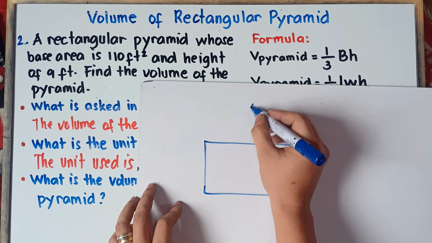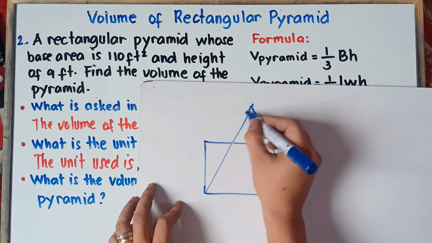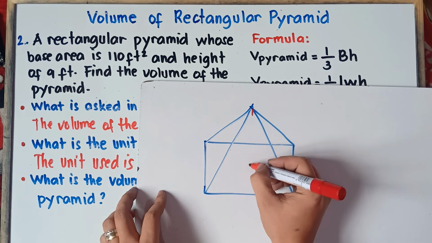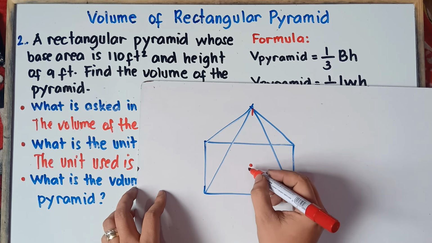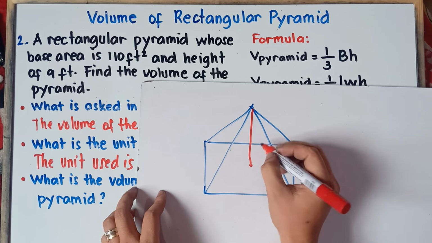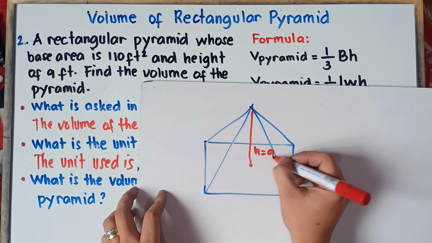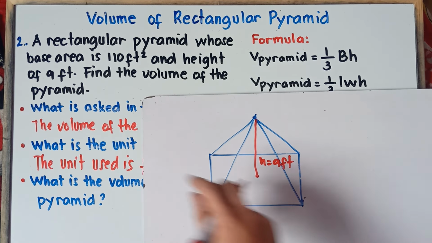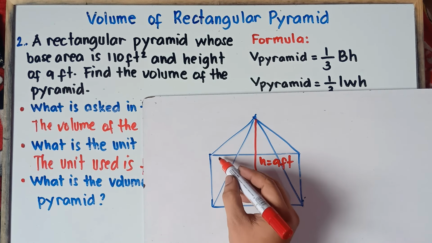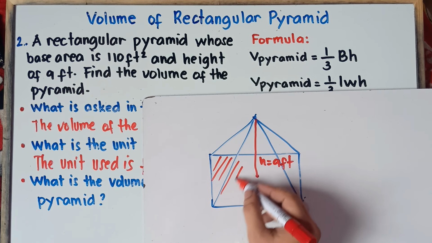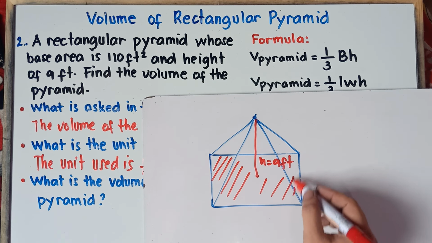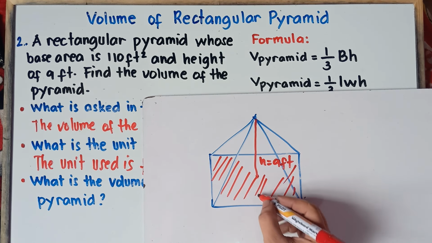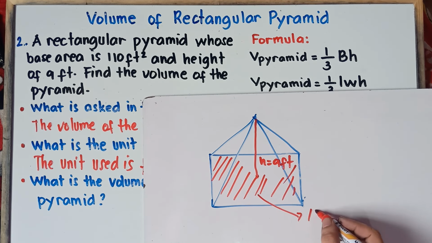Alright, so this is our rectangular pyramid. And then we have given height, that is 9 feet. So the height from the center of this base for this rectangle, this will be our height. That would be 9 feet. And then we have given area of the base, that would be 110 square feet. So the area of this base, this rectangle, that would be 110 square feet. So this is 110 for the area of the base.